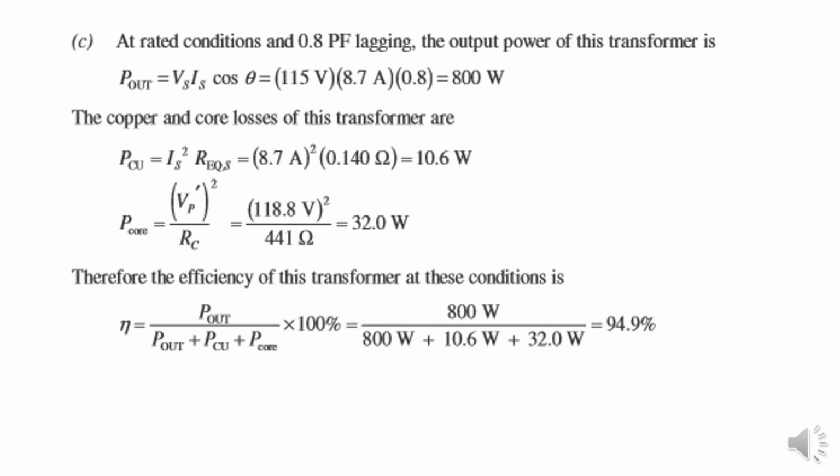So likewise, if you want, you can calculate the output power or the efficiency of the transformer for the other two conditions as well, right? That is power factor 1, which means unity power factor, and 0.8 power factor leading. You can find the efficiencies for those as well. So likewise, we can find all the values.